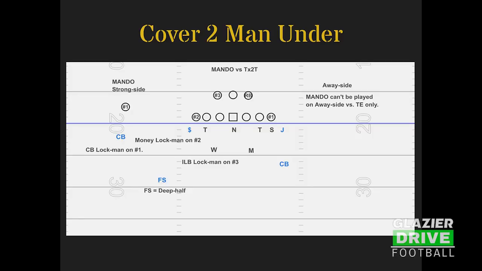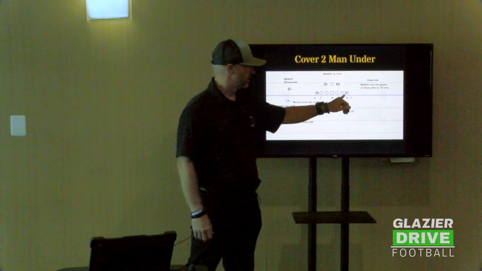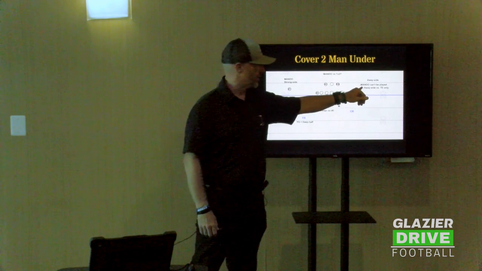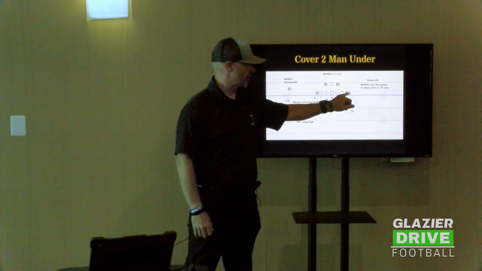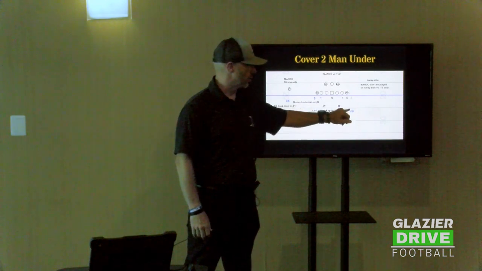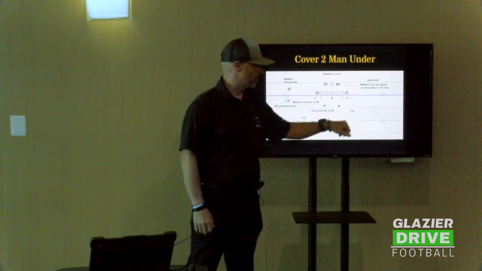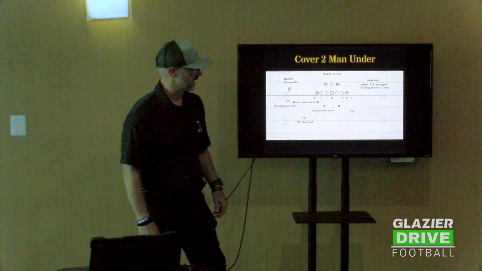Let's take a look at it in this particular case. We've got lock man on number 2, and there's a tight end set. We've got lock man from the money to number 2. We have the free safety in deep half. On the away side, we can play cover 2 man under. The jack would be man-to-man on number 1, and the corner would be the one that would have the deep half on that side.